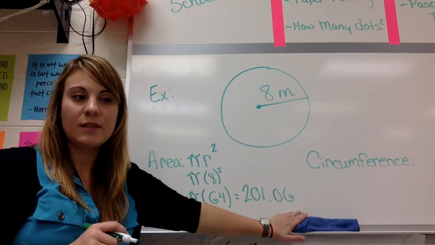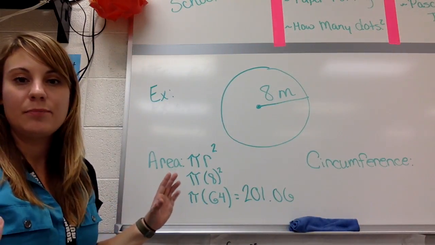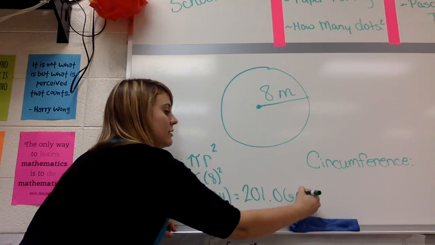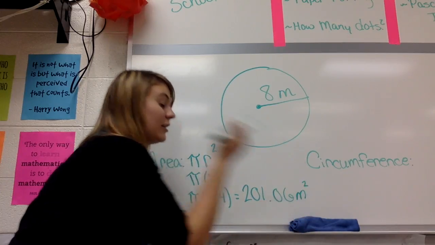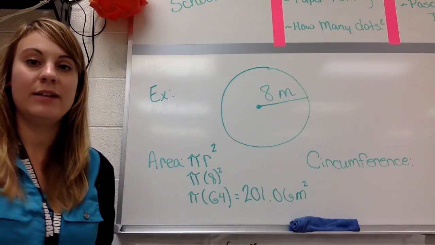All right, and then we need proper units. This is an area problem. So we need to make sure we have our unit of meters, but that's meters squared. It's a measurement of area, so we have to square our units.